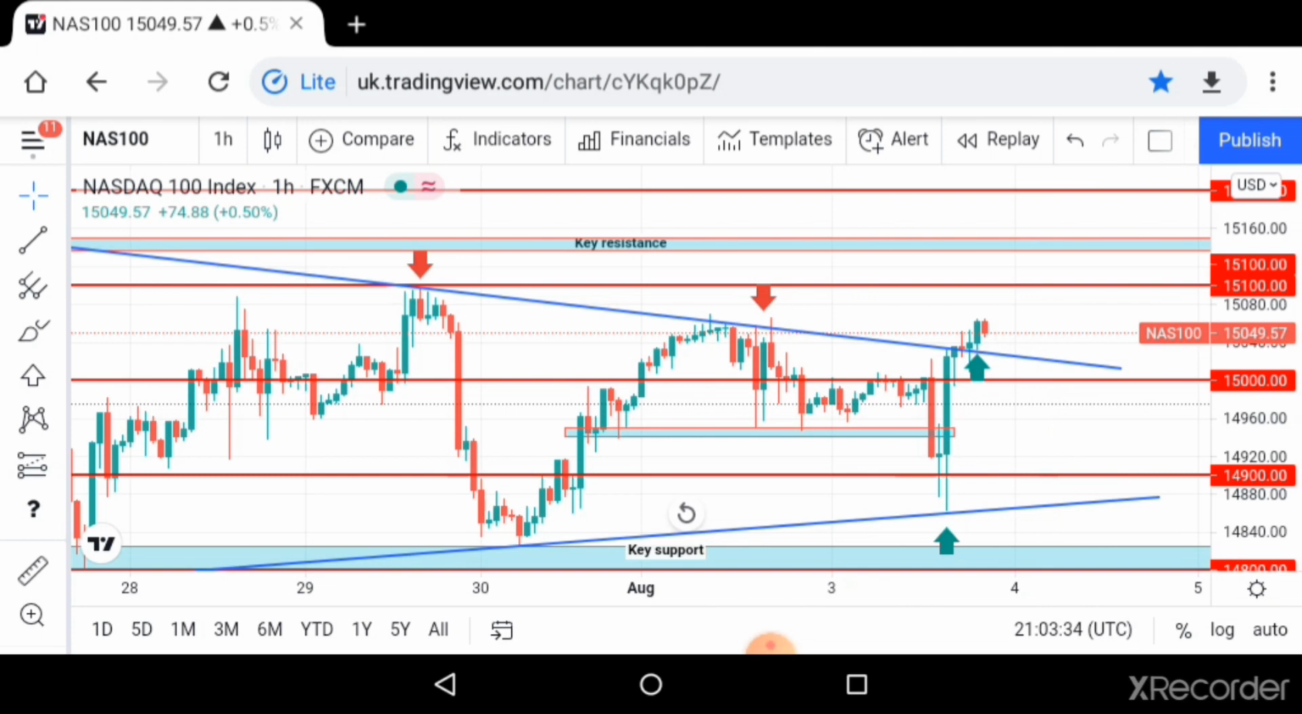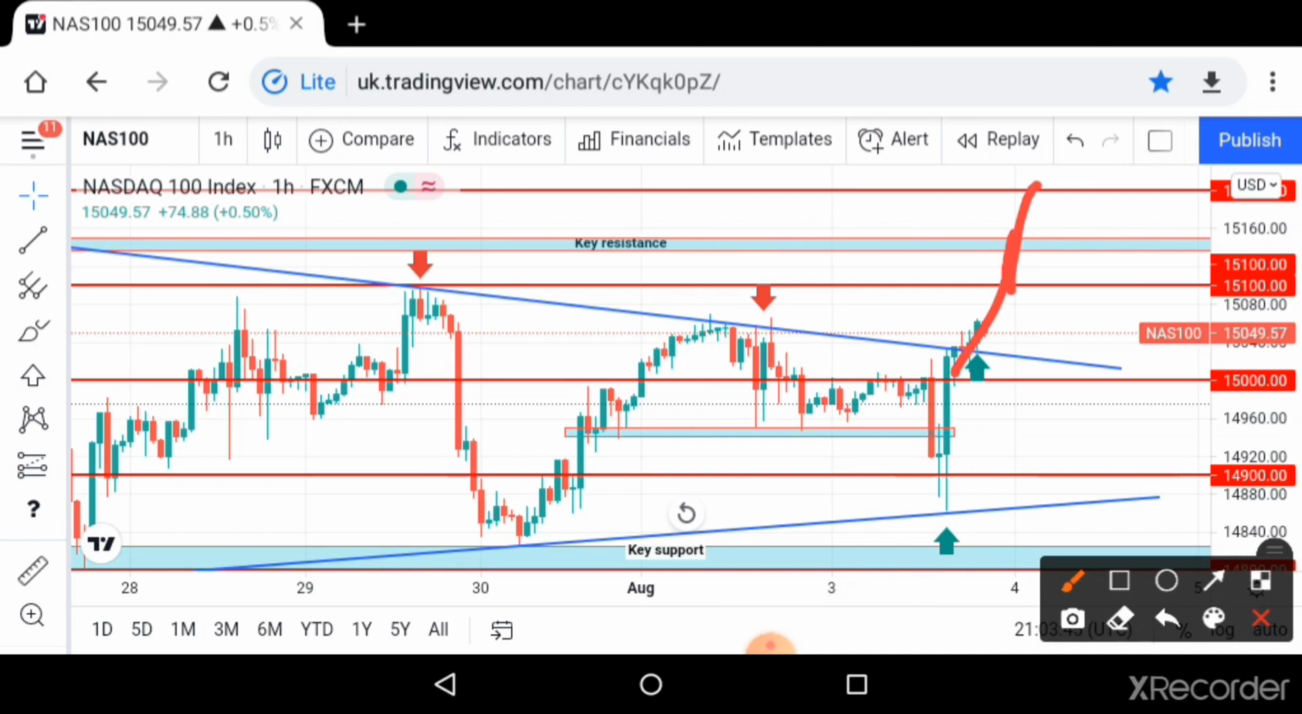But if it happens that it breaks out of this level, then what you will do, you just have to wait for the pullback, rather the retest. If it breaks out, this is the key level, remember, this is the key resistance. You'll wait for the pullback, retest, then you enter once it starts going up. Same way, you go to a smaller time frame, you look for entries.